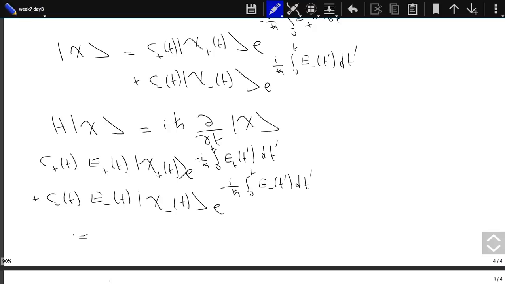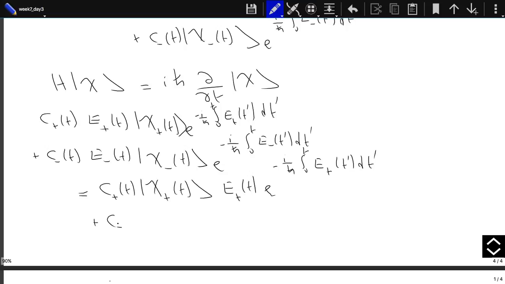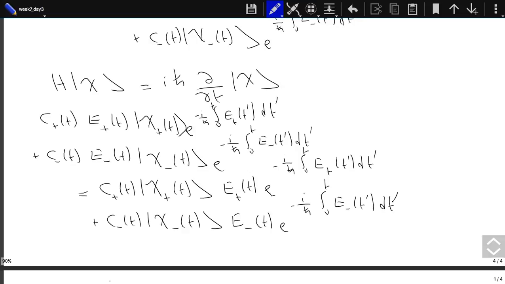Well, let me first write the time derivatives of the exponential. The time derivatives of the exponential just give me the energies. So c plus of t, chi plus of t, E plus of t, e to the power minus i over h bar integral from 0 to t of E plus of t prime dt prime, plus c minus of t, chi minus of t, E minus of t, e to the power minus i over h bar integral from 0 to t of E minus of t prime dt prime.